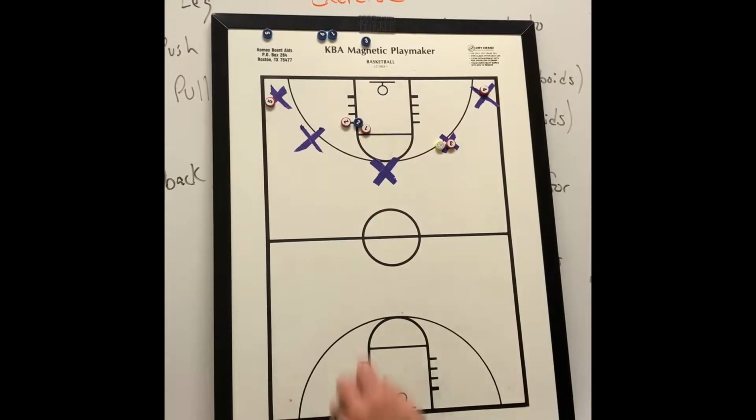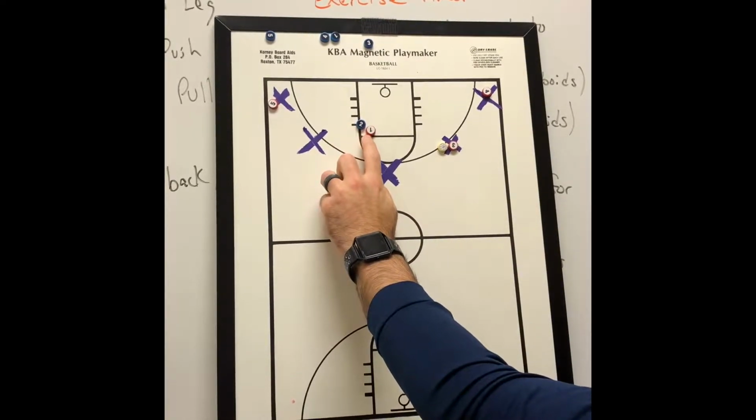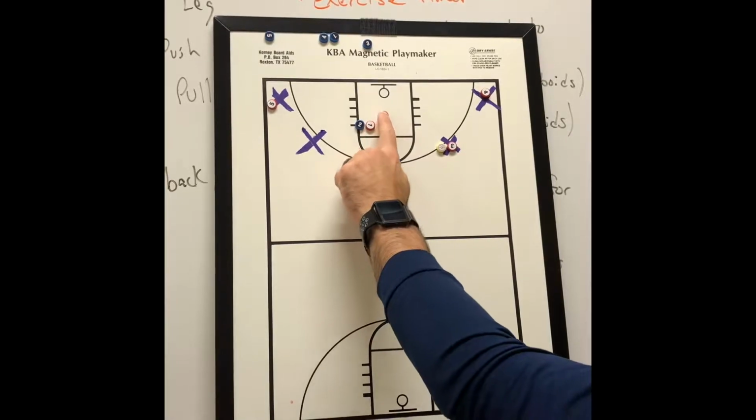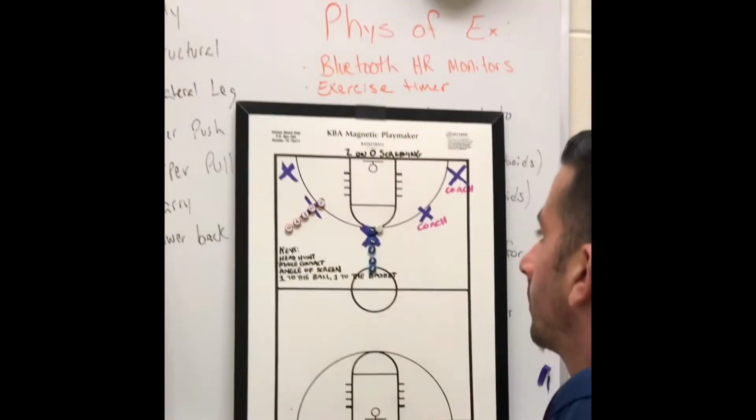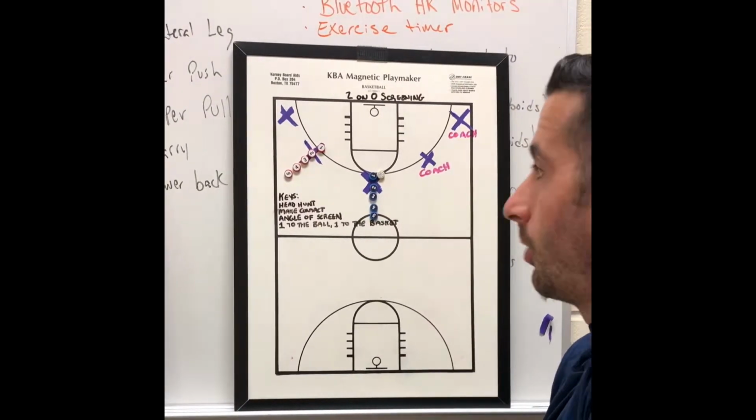After the player makes contact, offensive player 2 should receive that screen as tight as possible to his teammate to curl in for a layup. This is an example of a 2-on-0 screening drill to practice screening away from the ball.